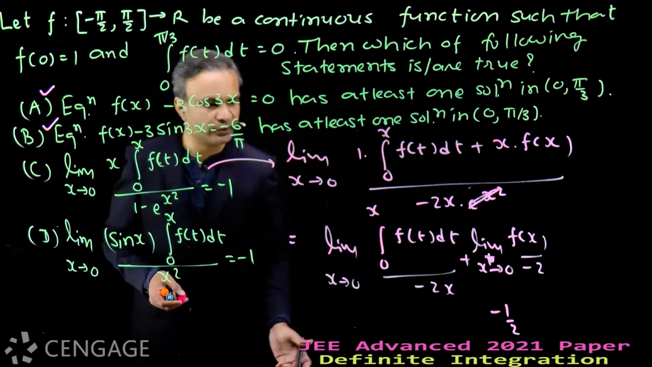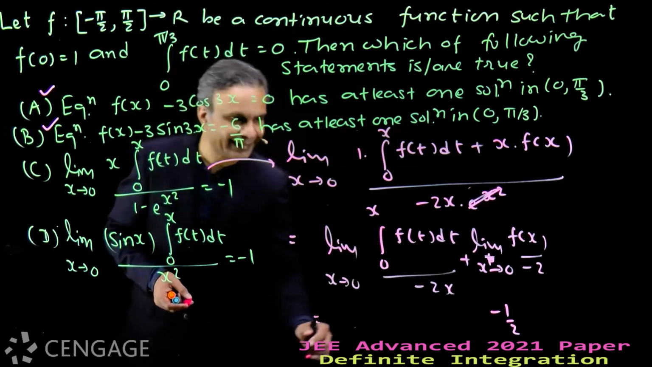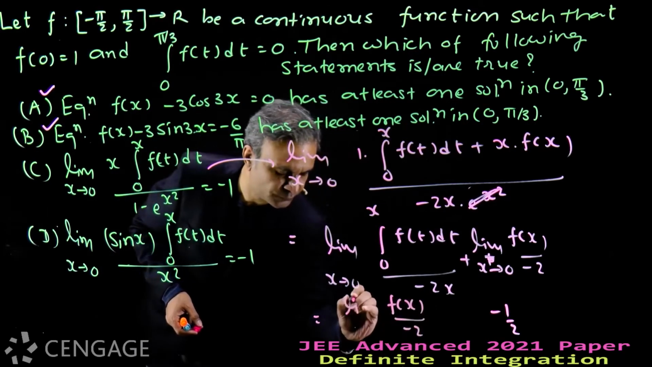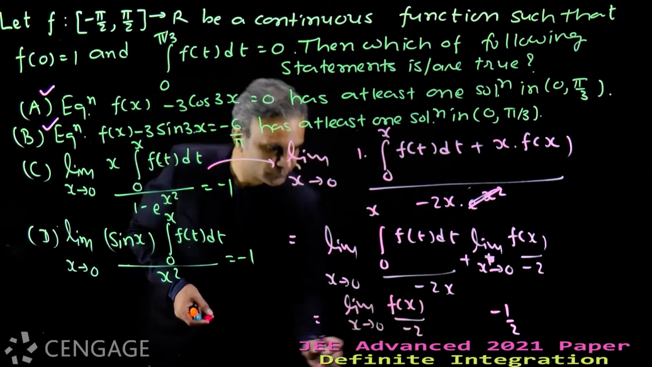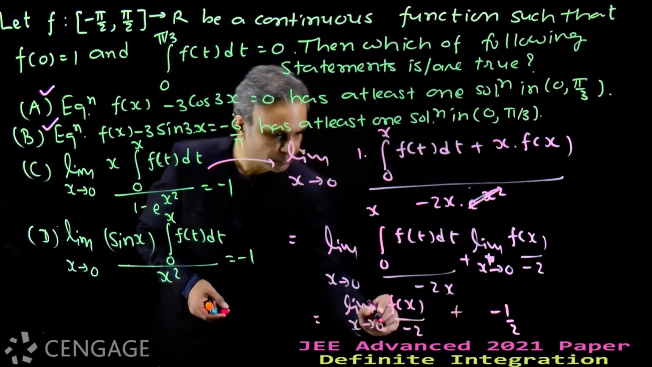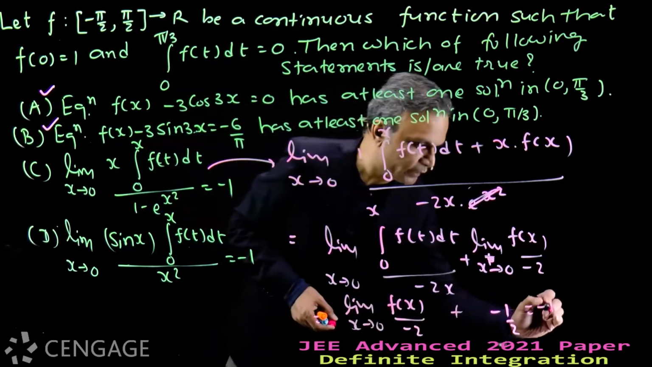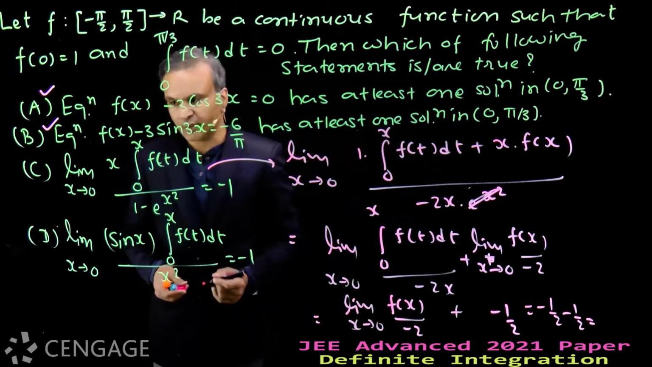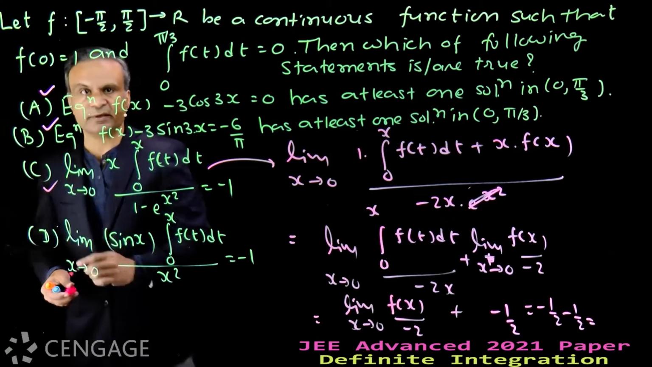Now this is still indeterminate form, 0 upon 0 form. We can use L'Hopital rule. We differentiate numerator and denominator separately. We find f of x over minus 2 for limit x tends to 0. So value of this will be also minus 1 upon 2. We get minus 1 upon 2, minus 1 upon 2 is equal to minus 1. So this option is also correct, true.